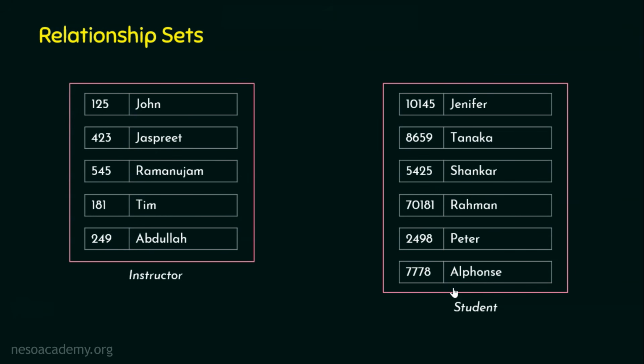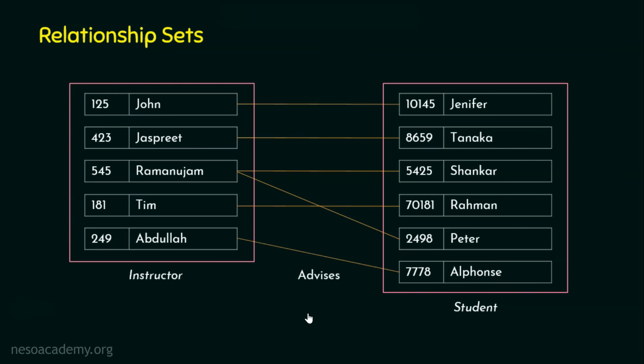Just observe. Here, the first record, the instructor ID 125, John, this instructor is advising the student 10145, the student ID with the name Jennifer. Similarly, instructor 423, Jasprit, this instructor is advising Tanaka, Ramanujam is advising Shankar, and Ramanujam, not just Shankar, Ramanujam is also advising Peter. Tim is advising Rahman, and Abdullah is advising Alphonse. If you observe, we have established the advises relationship where the instructor advises student.